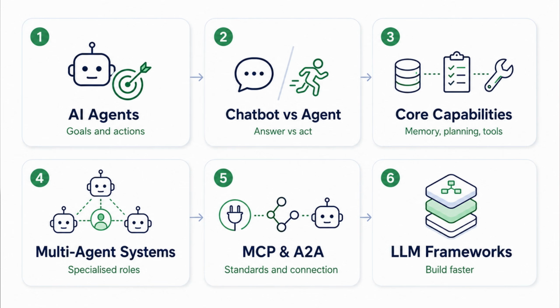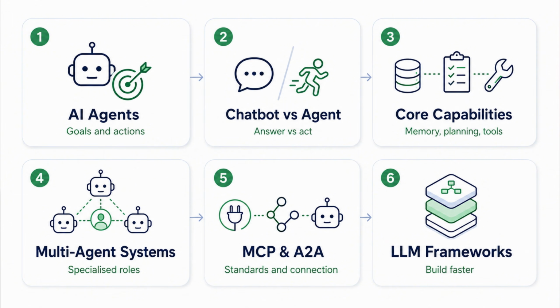So in this video, we'll first understand what an AI agent is, how it is different from the normal chatbot, and then we'll move into memory, planning, and tool use because they are the core capabilities that make the agent useful. And after that, we'll discuss the multi-agent system where multiple specialized agents can work together with different responsibilities. We'll also understand MCP and A2A because these standards are becoming important for connecting the agents with the tools and with the other agents.